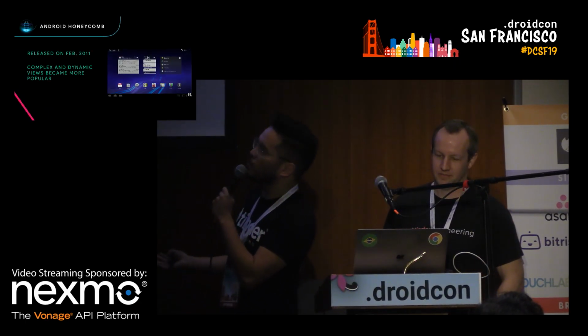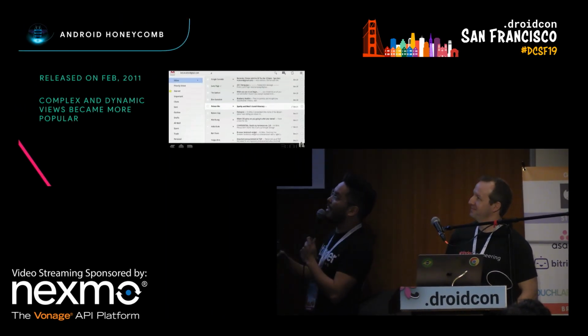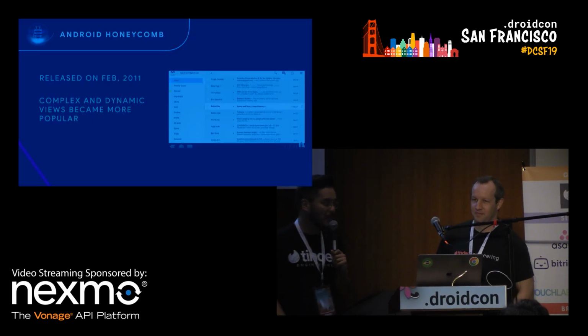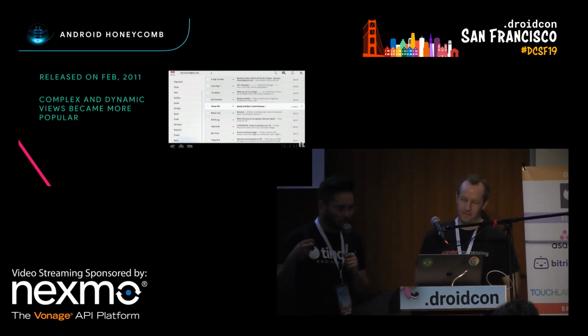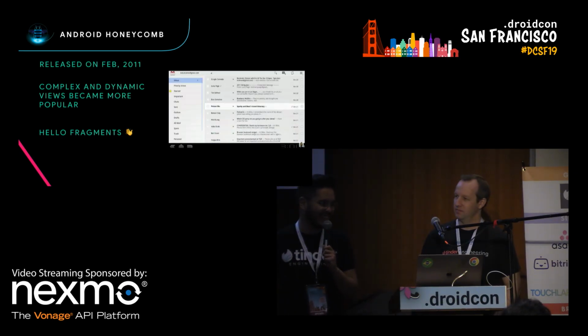Does anybody recognize this? This is Honeycomb, our favorite OS, right? It came out in 2011, and it was in the Motorola Zoom. I don't know if anybody bought one. I did. It was a mistake. Starting at that point, we started to have more complex and dynamic views, and we were introduced to fragments that everybody loves and hates at the same time.